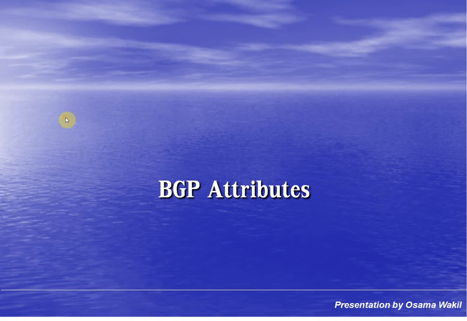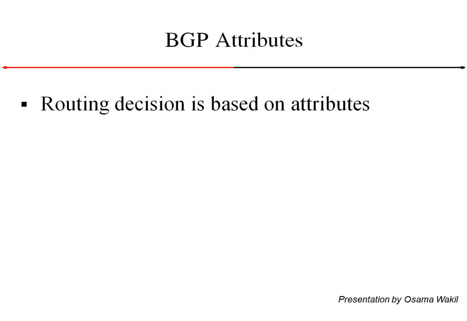Hi, in this slide we are going to talk about BGP attributes. So, what are BGP attributes used for? BGP attributes are basically the same as what we have in other protocols, like metric or cost in OSPF, for path selection. In the case of BGP, we have path attributes. These path attributes are not only used for path selection, but also to filter the paths.